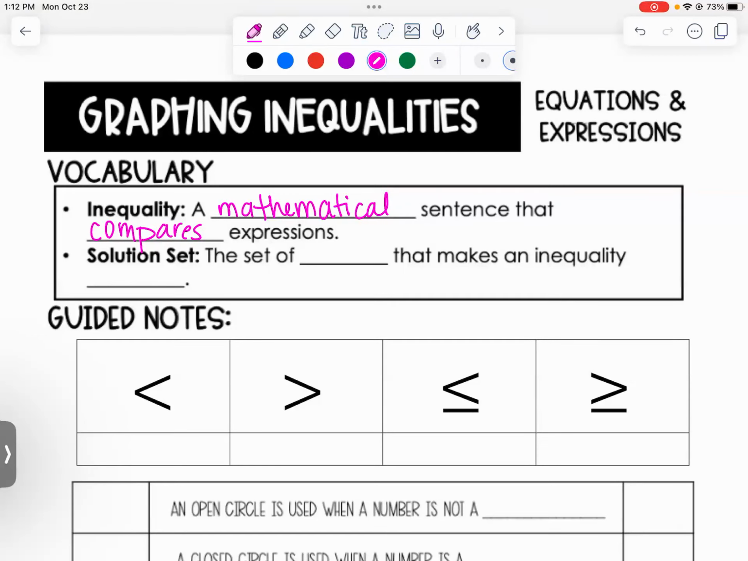Okay. All right. Now, the solution set. When we talk about equations, like what we just took our CSA on, we got one answer, right? X equals 5. R equals 3. It was one number for the most part. Now, in an inequality, we're describing a lot of numbers. So the solution set is the set of numbers, because there's going to be a lot, that makes the inequality true.